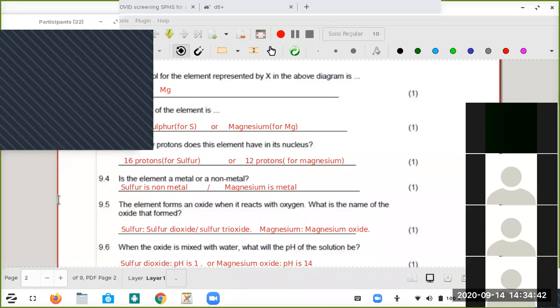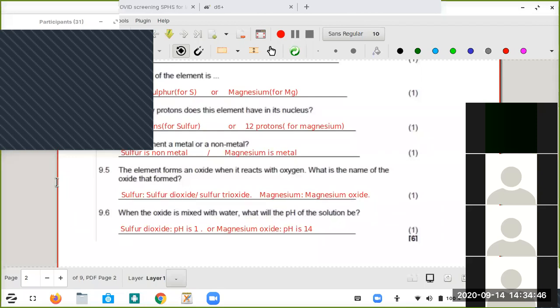9.6. When the oxide is mixed with water, what will the pH of the solution be? All right? Oh, I skipped 9.5. The element forms an oxide when it reacts with oxygen. What is the name of the oxide that forms? Now, we are going back to our 9.1. If your answer was sulfur, it means that the oxide that would be formed there is sulfur dioxide. However, we do also have a compound known as sulfur trioxide, right? But the most common one is sulfur dioxide. That's the most common product that is formed when sulfur reacts with what?